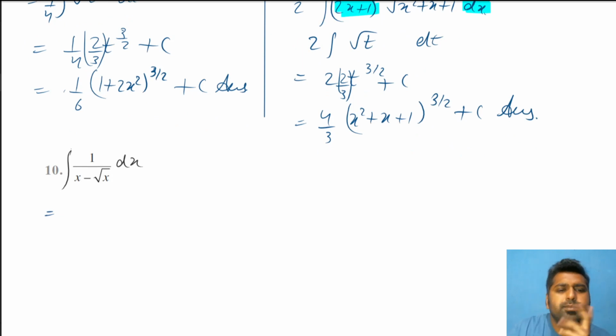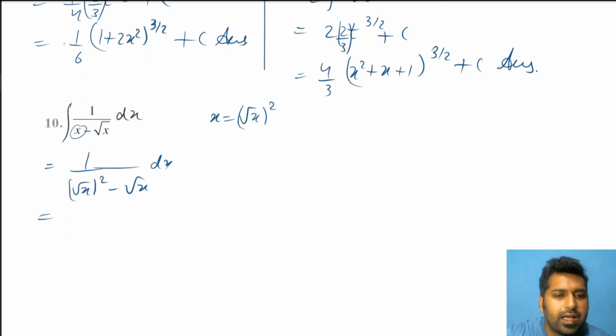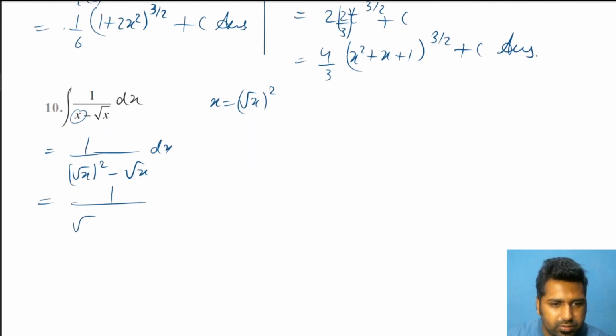Now look at this very weird expression. Point is, you don't even have something to substitute. This is x, this is root x, and they are in subtraction. But what is x actually? x is root x whole square. That means I can write this as root x whole square, and now I can take root x common. So one step, root x whole square minus root x dx, and you'll see now you have something to substitute. 1 upon root x minus 1 dx.